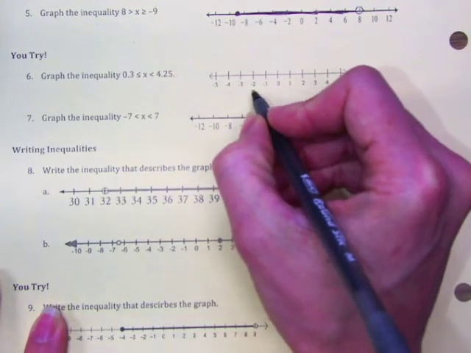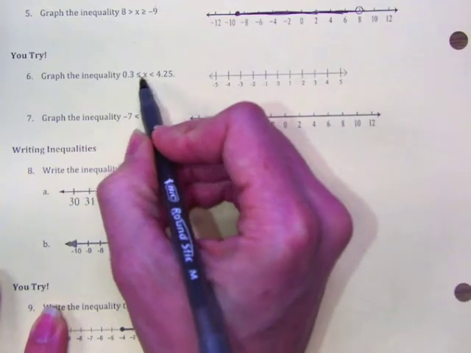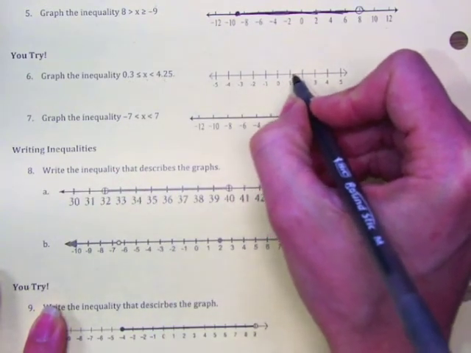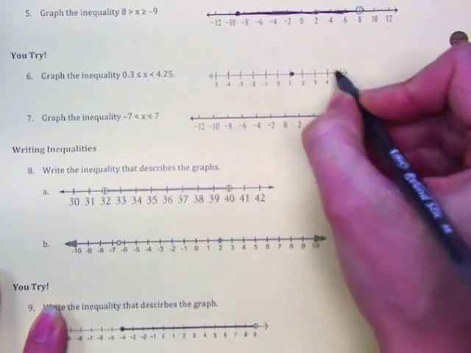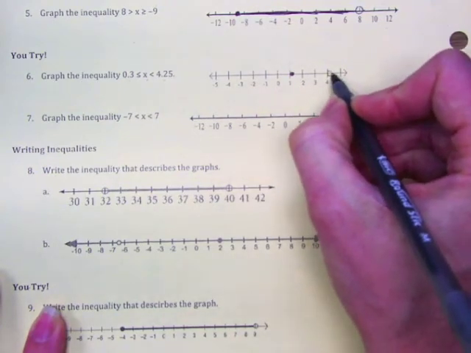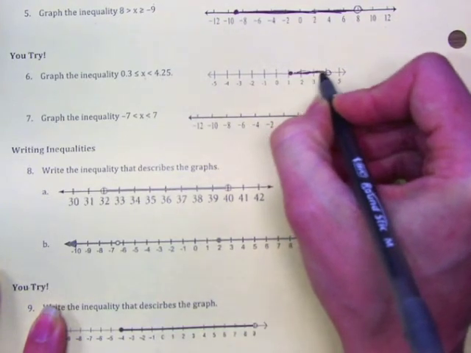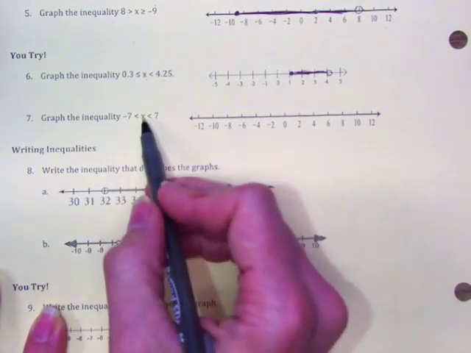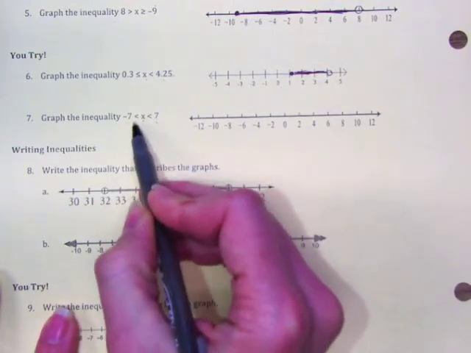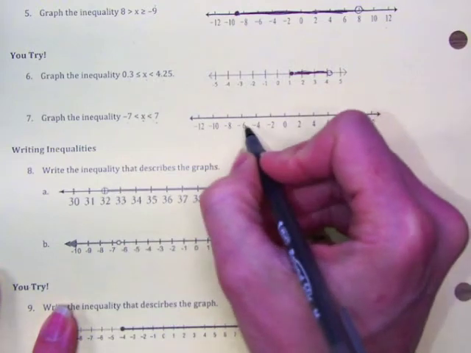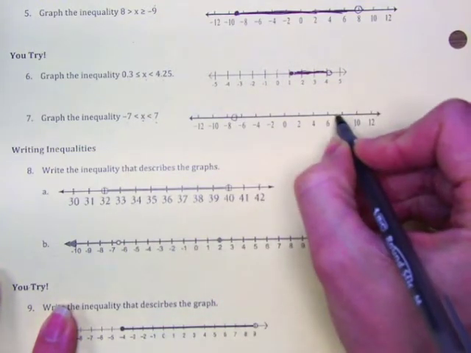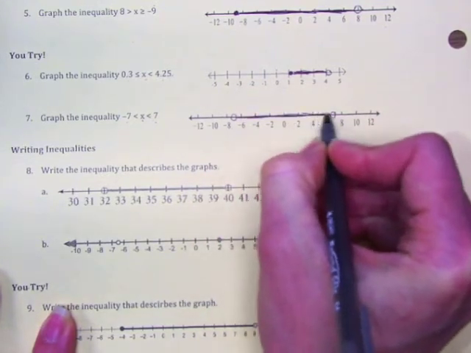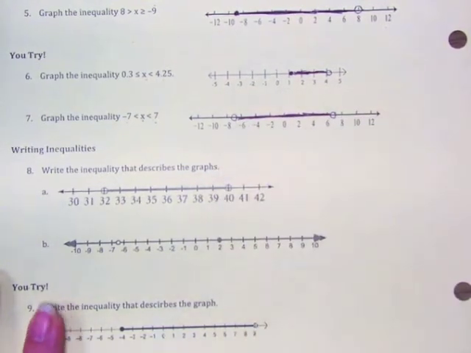Okay, the solutions to these should look like this. We want all the values between 0.3 and 4.25. So I put my closed circle at 0.3 because there's an equal to there, and an open circle at 4.25, and I shade between. The second one says you want all the values between negative 7 and 7. Neither one of them have equal to, so we put open circles on both. And we shade between. So hopefully those 2 went well.